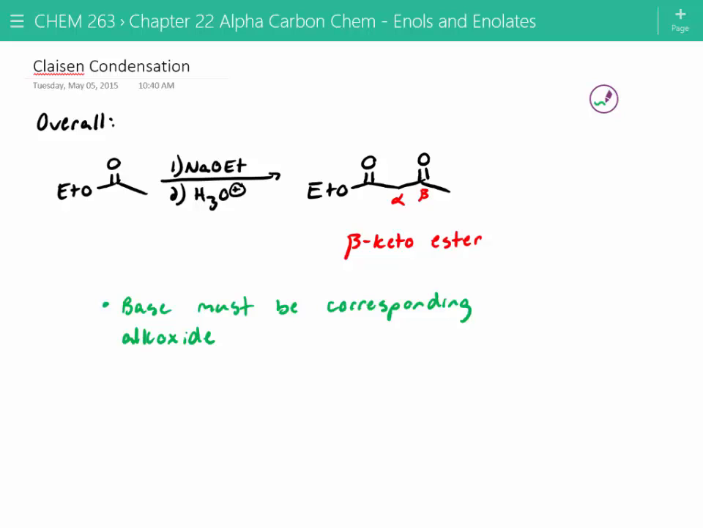All right, next question I have, what's the purpose of the H3O+? Yeah, to reprotonate your enol. If you don't add in your H3O+, you'll be stuck with an enol product. So in this case, H3O+ is needed to protonate your enol.